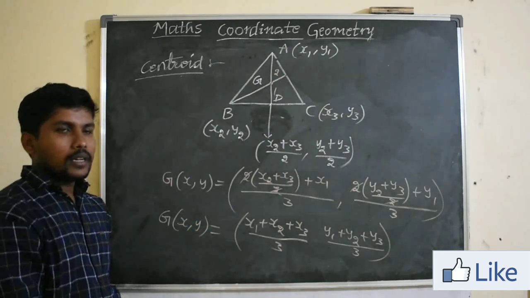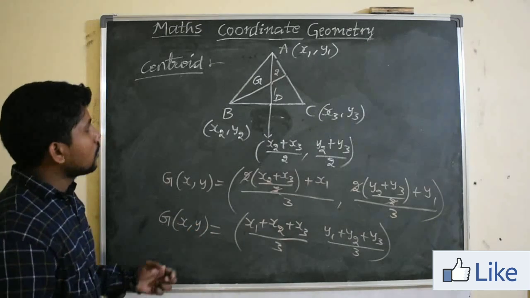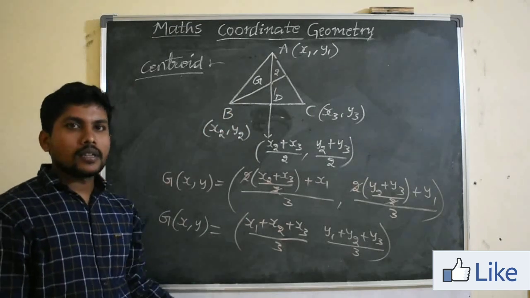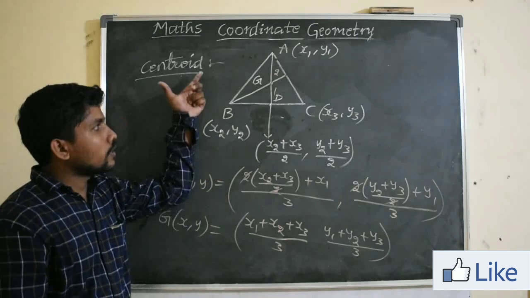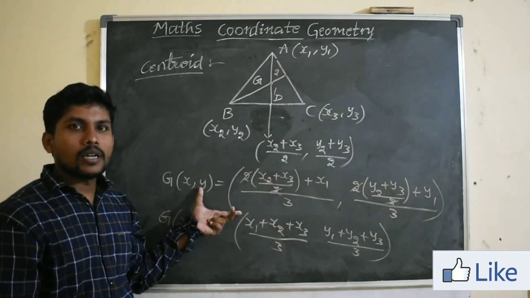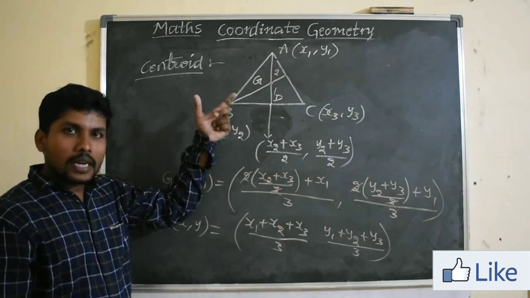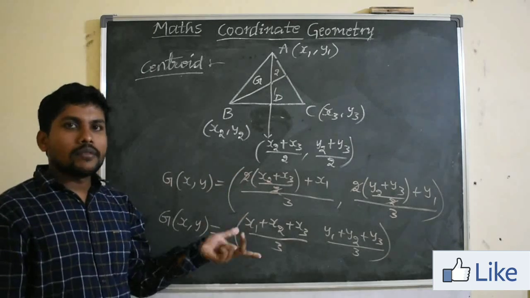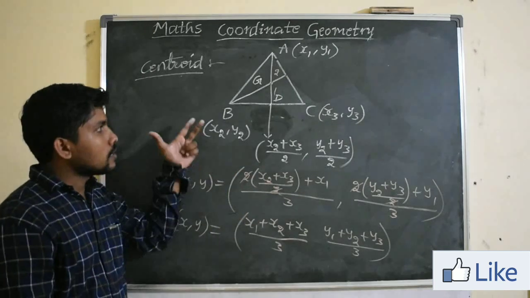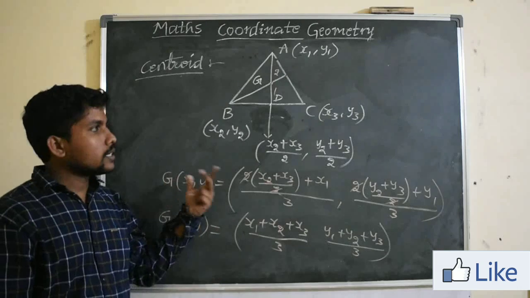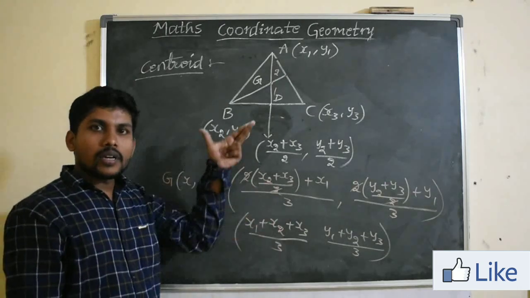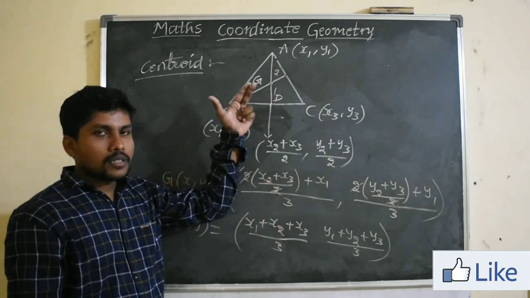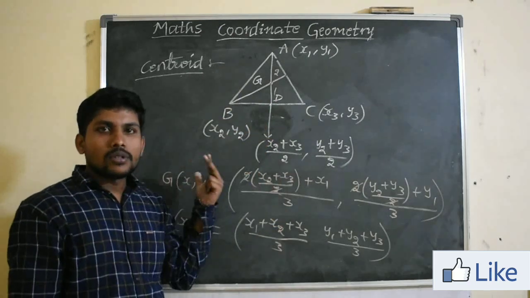Now this is our part 2 session, and in the part 3 session we are going to learn about deriving the area of the triangle formula and slope of a line which is passing through given 2 points. So this is the end of our part 2 session. In the part 3 session we will discuss how we are going to find the area of the triangle, as well as the slope of a line which is passing through 2 points.